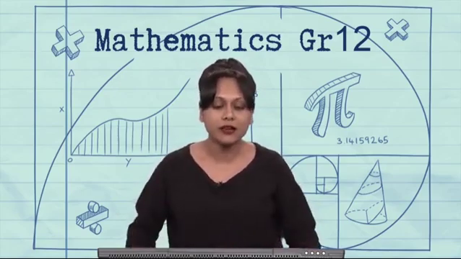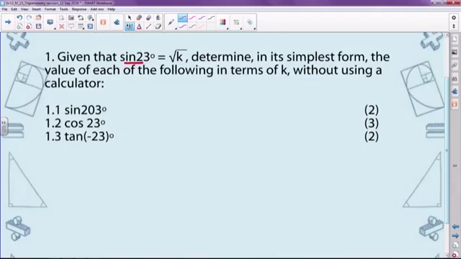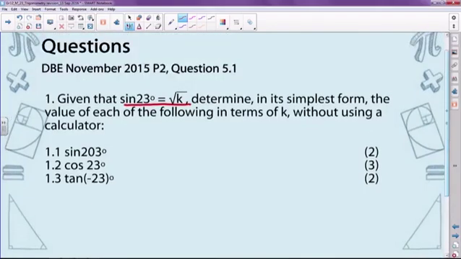So here you were given that sine of 23 degrees is equal to the square root of k. So really, you've just been given one bit of information if you just read that one line, okay? So everything that we're going to see in the rest of the question has to come back to this very important piece of information that you've been given. If we carry on reading the question, it says, given that sine of 23 degrees is equal to the square root of k, determine in its simplest form the value of each of the following in terms of k, which means we need k's in the answer, without using a calculator.